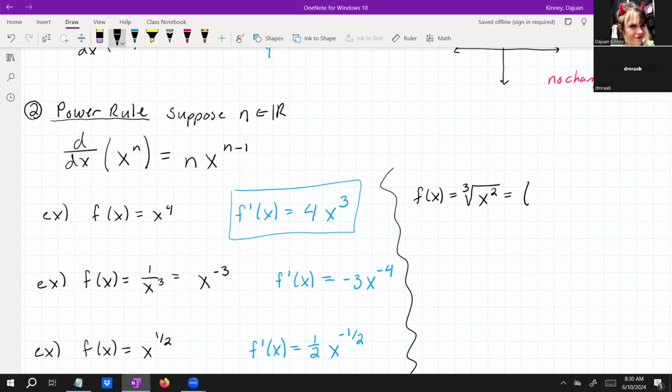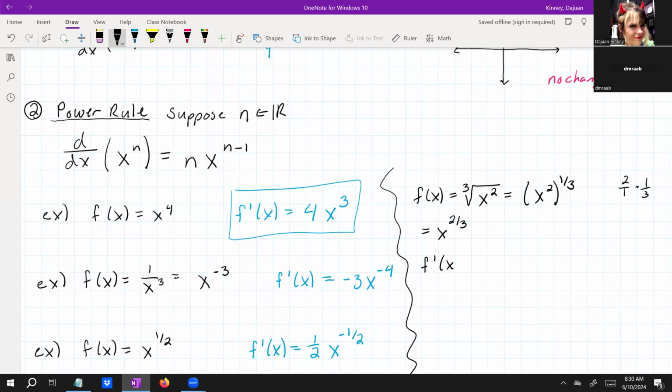First thing, a cube root is to the 1/3 power. Now, when we have exponents to an exponent, so x squared to the 1/3, we multiply our exponents. So this gives me x to the 2 over 1 times 1 over 3, to the 2/3. Cool.